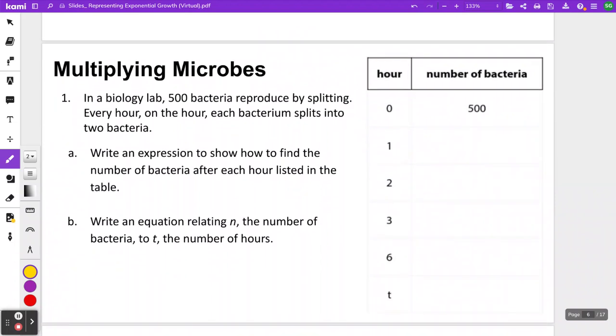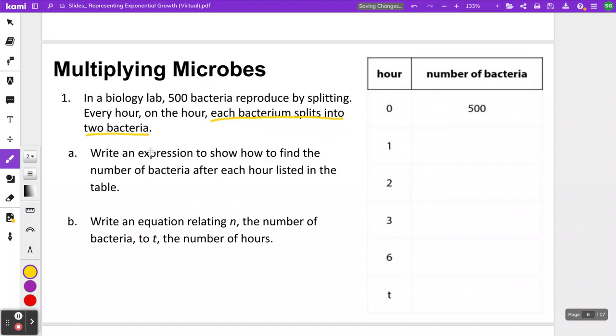The focus of this lesson here is going to be on multiplying microbes. Specifically, we've talked earlier in our very first lesson about bacteria reproducing. We're going to see that again as well in this first problem. So we've got in number 1, in a biology lab, 500 bacteria reproduce by splitting. Every hour, on the hour, each bacterium splits into 2 bacteria. And the way they're splitting is going to be important for when we do these first two parts here.